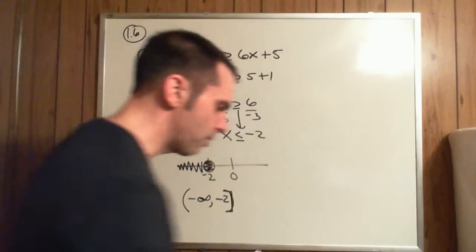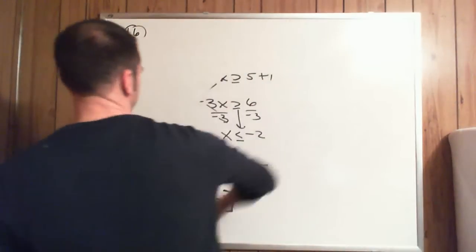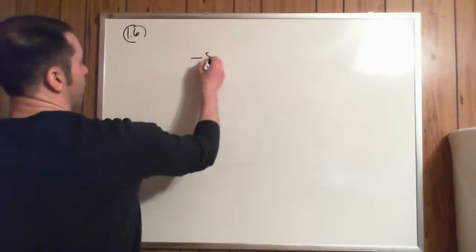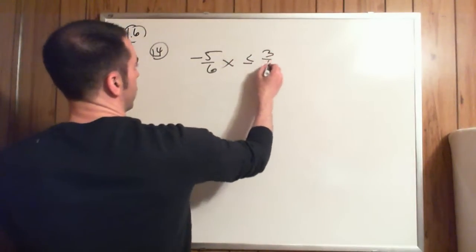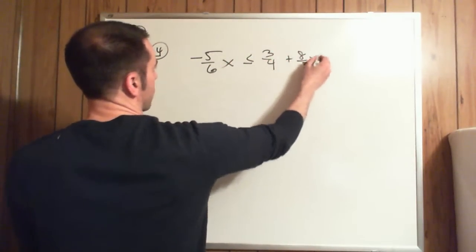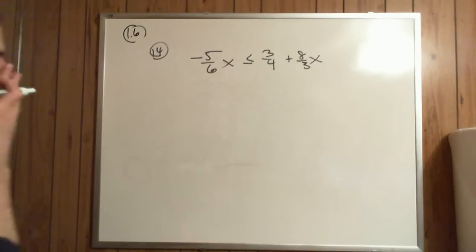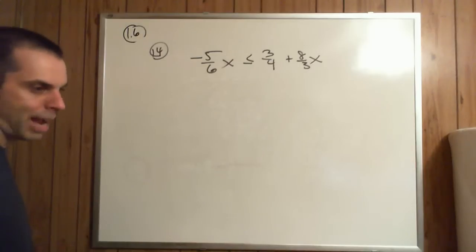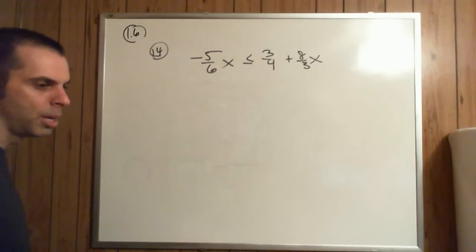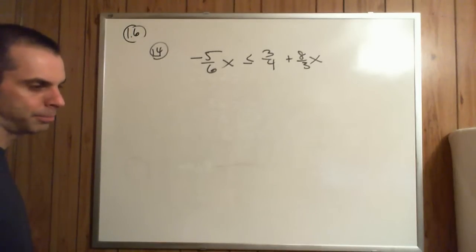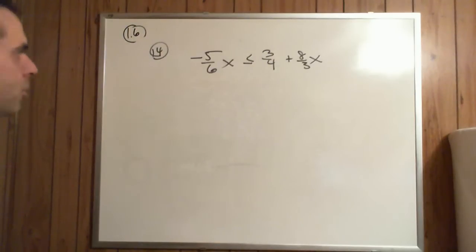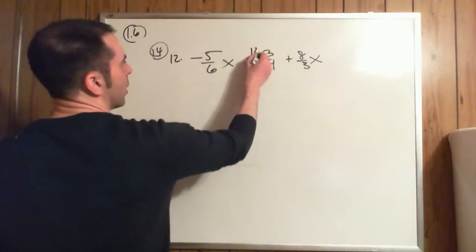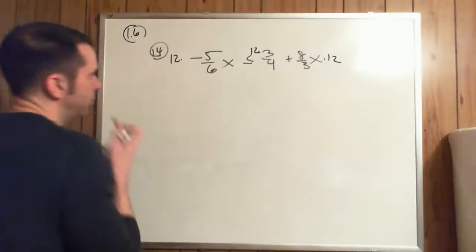Next, let's take a look at a fraction, number 14. Negative 5 over 6x is less than or equal to 3 over 4 plus 8/3 x. Because you're dealing with fractions, it's most efficient to eliminate the fractions. So in order to eliminate the fractions, we want to multiply through by the least common denominator. So what's the smallest number that 6, 4, and 3 will divide into without a remainder? And that is 12. So I'm going to multiply everything through by 12.